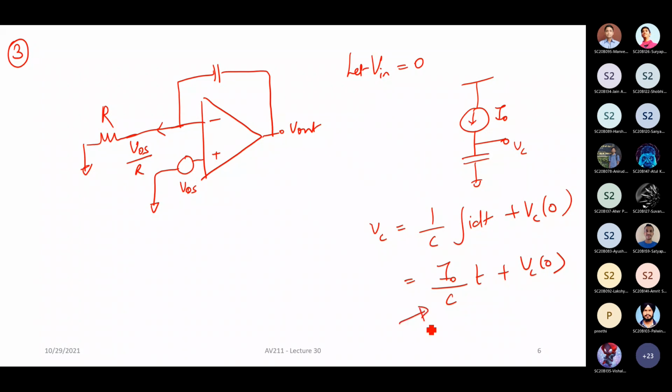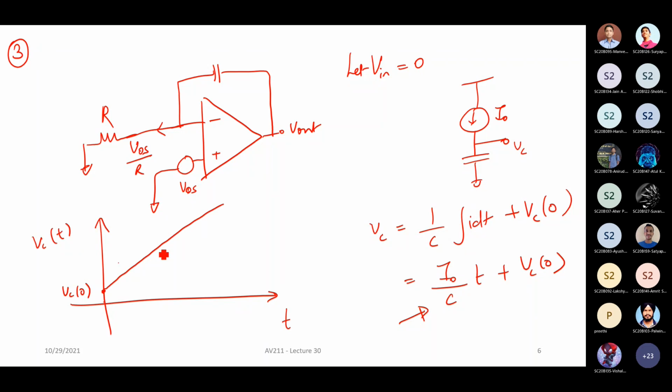Now, this is nothing but a ramp signal. If you have time on the x-axis, and let us say this is your Vc of 0, and then you start providing this current, the voltage is basically going to go up linearly as a function of time, and this slope is nothing but I0 divided by C. This is the slope of the signal, right?